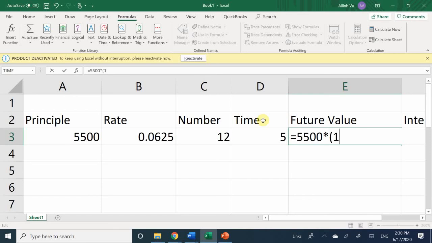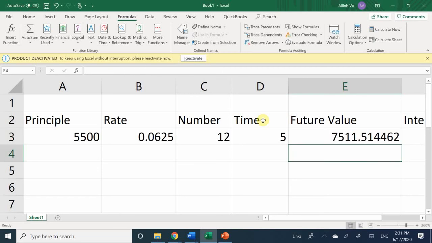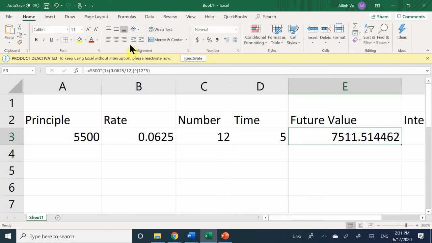times 1 plus parentheses 0.0625 divide by 12, close parentheses, up 1, open parentheses, 12 times 5, and then you're going to close your parentheses here. Enter. So I got a total of this number right here, 7,511 and 51 cents. Okay, so I'm going to go ahead and tap this and make sure I format it in a way that I only see two decimal places.